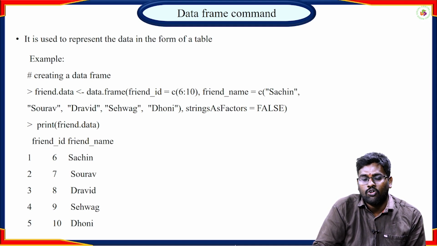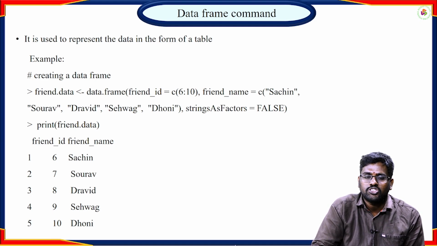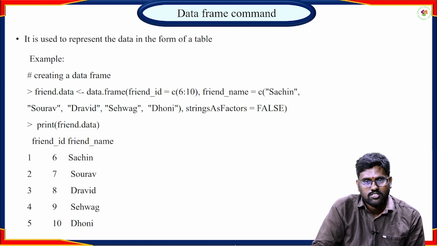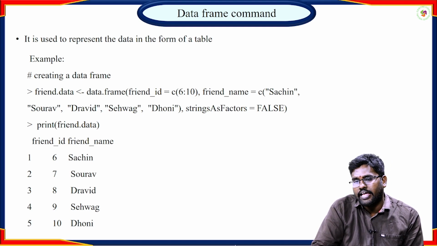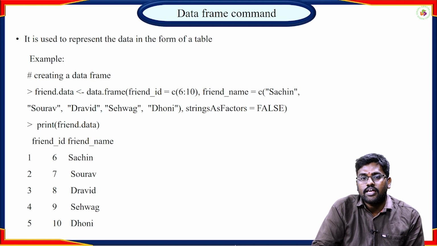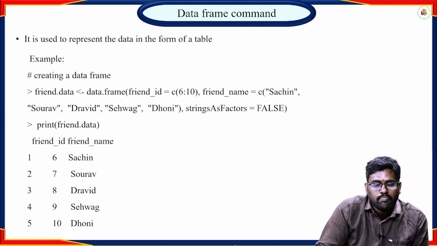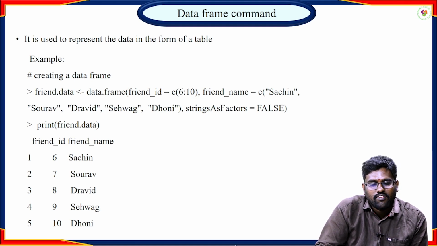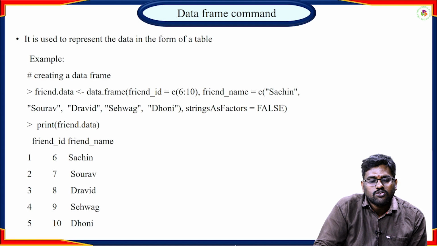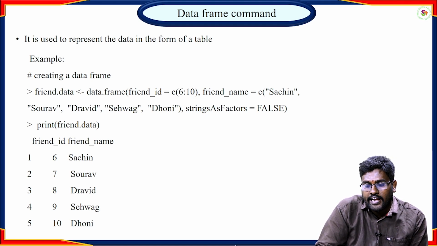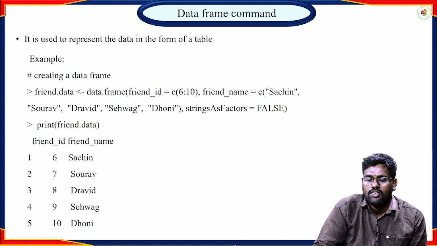So strings as factor equal to false. Why did I give strings as factor equal to false? It means that at the starting stage it doesn't accept any strings as factors. Whenever we give strings as factor equal to false, it fills all the contents into our strings along with the values in the given data. See this example: friend ID is c of 6 colon 10, so it displays the values 6 to 10 along with the friend names I already gave. So that is about the data frame command.